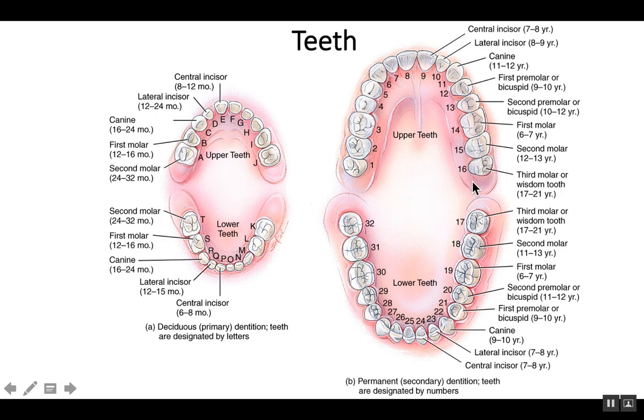Each tooth in an adult set is given a number. 1 through 16 are your upper teeth, and then 17 to 32 are your lower teeth. You can see that you've got your incisors, central and lateral, canines, and then your premolars and molars. You've probably heard of wisdom teeth. Those are the ones that come in last. Those are your third molars way in the back.